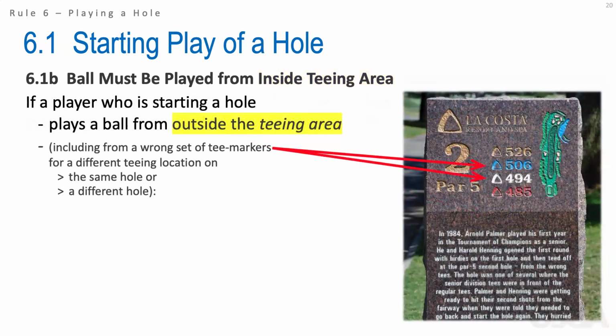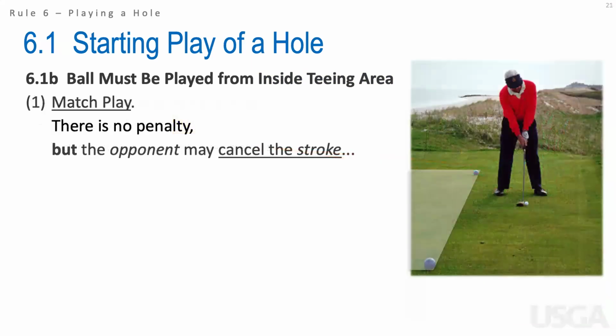So like I talked about, say your friend's playing from the blue tees, you're playing from the white tees, and you accidentally play from the blue tees. Then you're not playing from the correct teeing area. So you're playing a ball from outside the teeing area. What form of play you're in will depend on whether there's going to be a penalty or not. As we can see here, in match play there's not going to be a penalty, but your opponent can cancel the stroke.